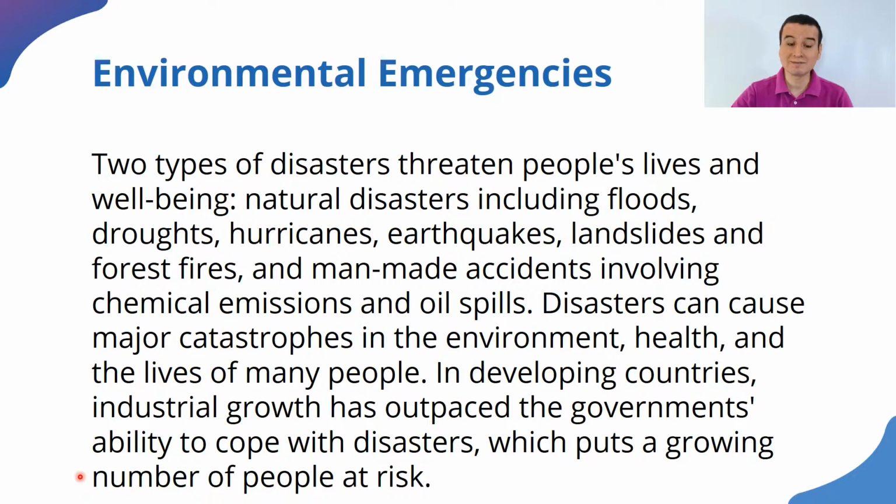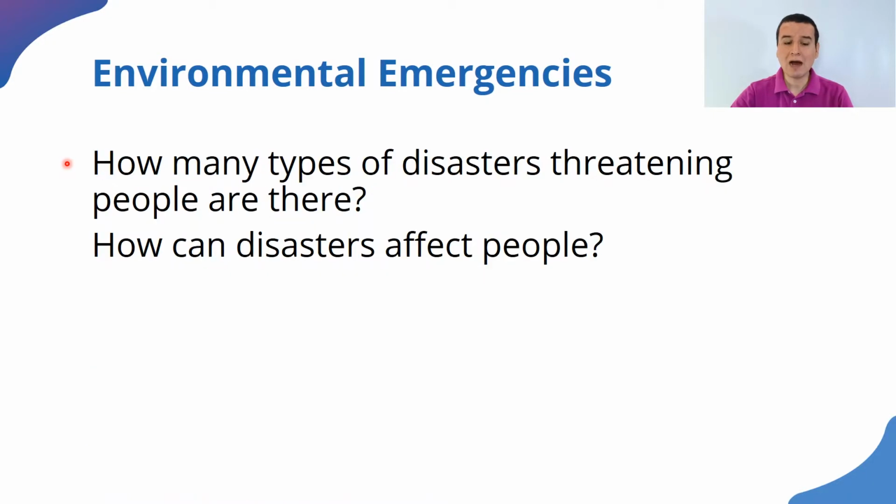That's very interesting. Good. Let's see that we understand the basic elements of this text, the basic ideas. How many types of disasters threatening people are there? That's easy. Two types. They are natural and man-made. Good. How can disasters affect people? Well, they can harm, according to the text, the environment, health, and people's lives. Good.